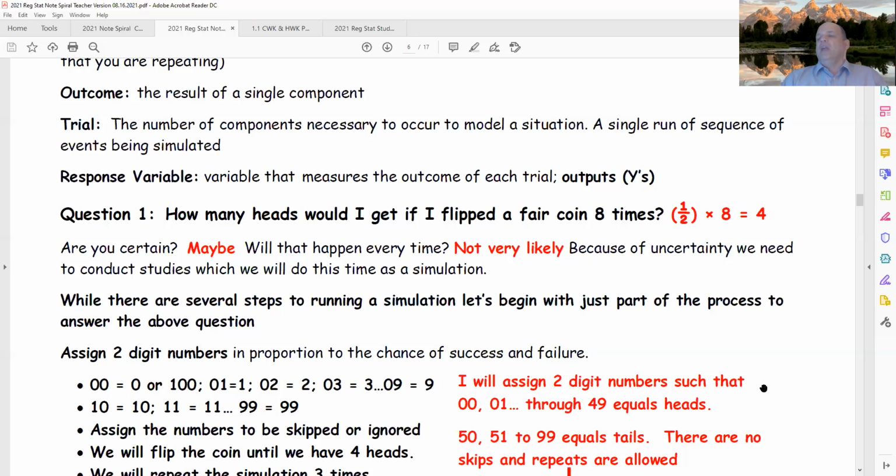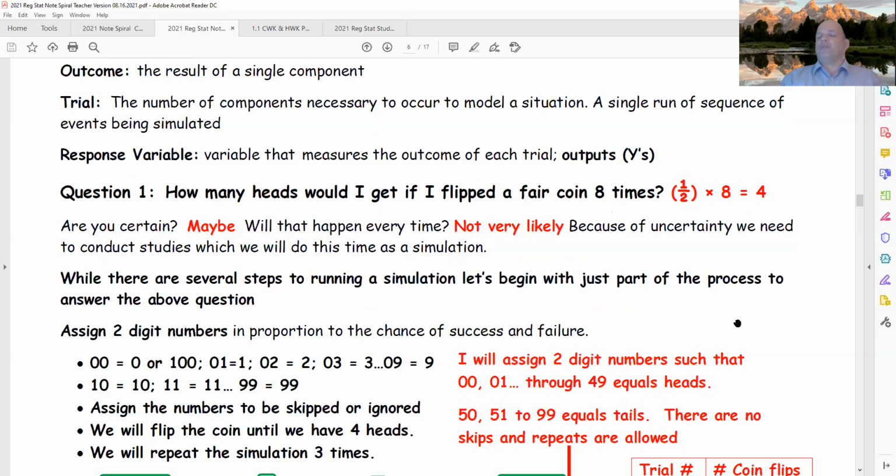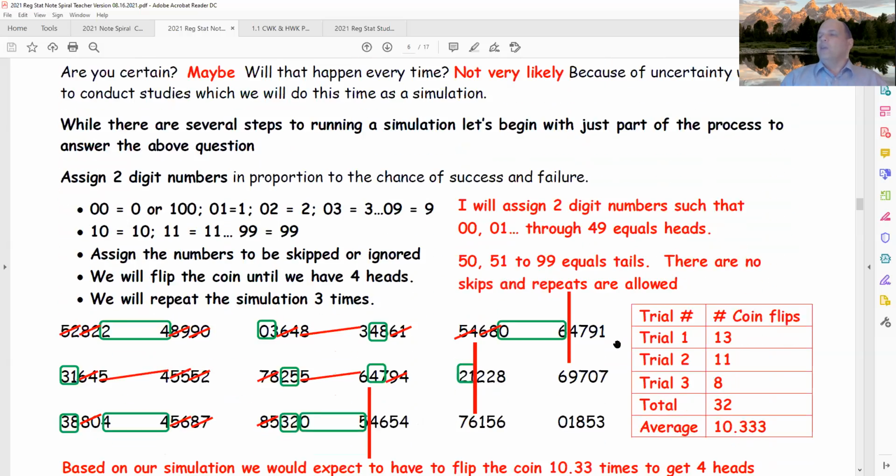All right? And so we're going to flip the coin until we have 4 heads, and then we'll repeat the simulation 3 times. All right? And I'm going to switch screens. So I'm going to pause this for a moment and switch screens to show you how that works. Actually, I'm going to show you what it kind of looks like. This is what it kind of looks like. But let me show you how I got that, because that's probably a bit confusing and scary. So please pay attention. And I'm going to pause this recording.